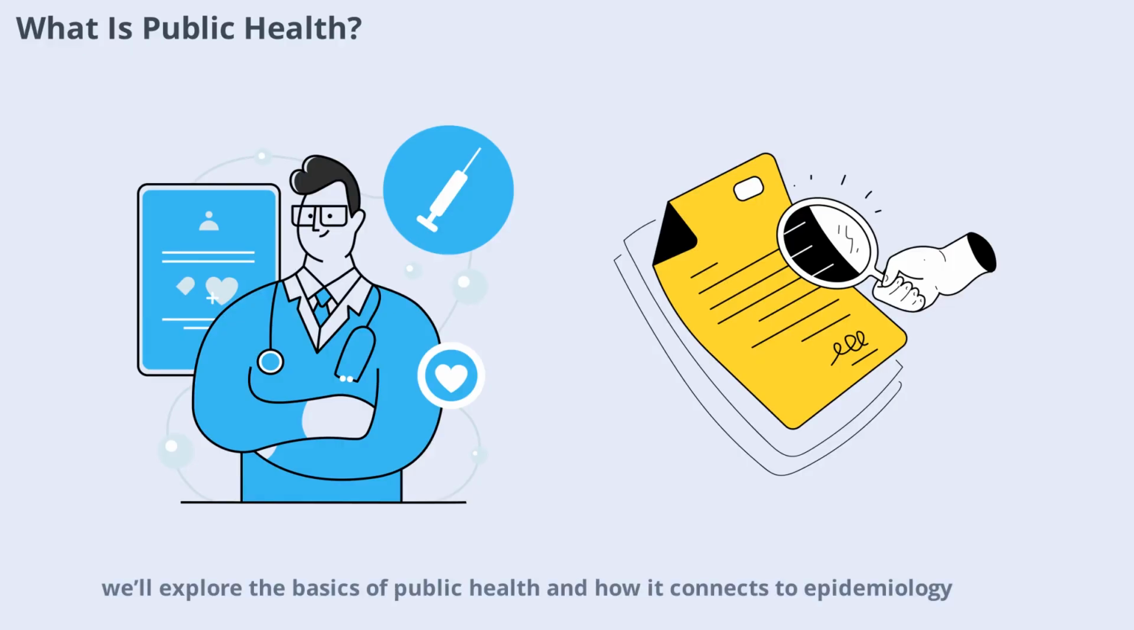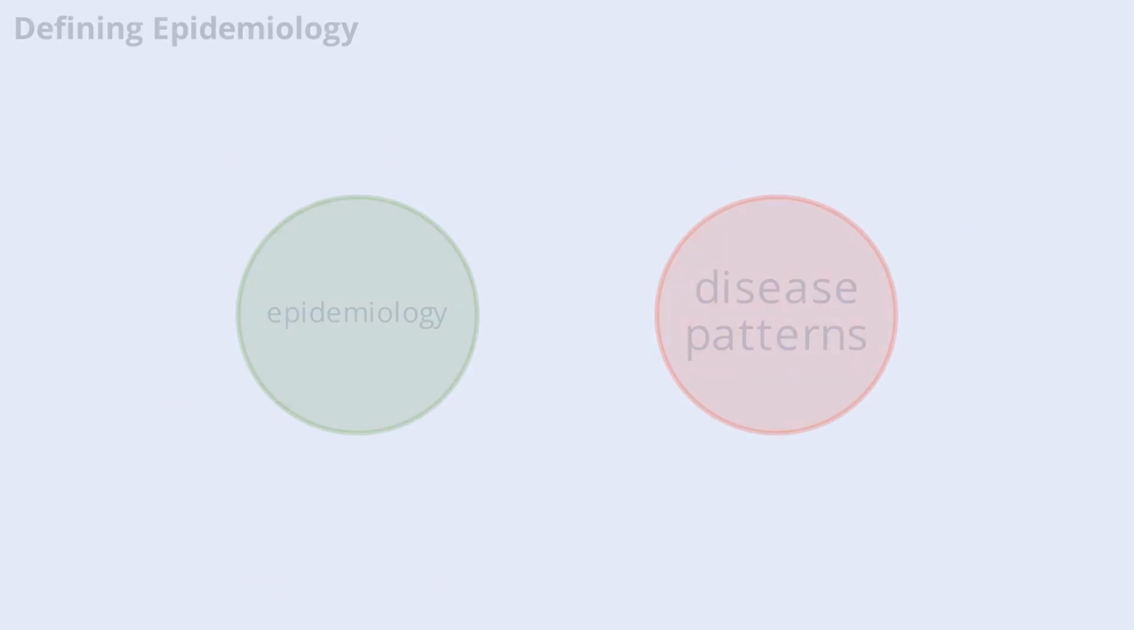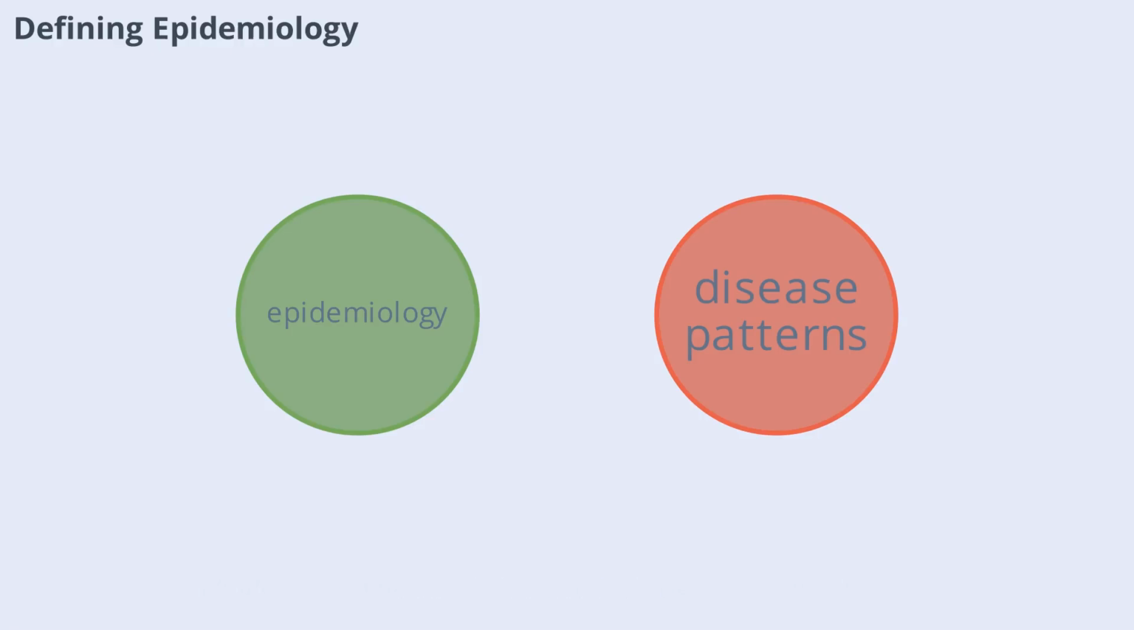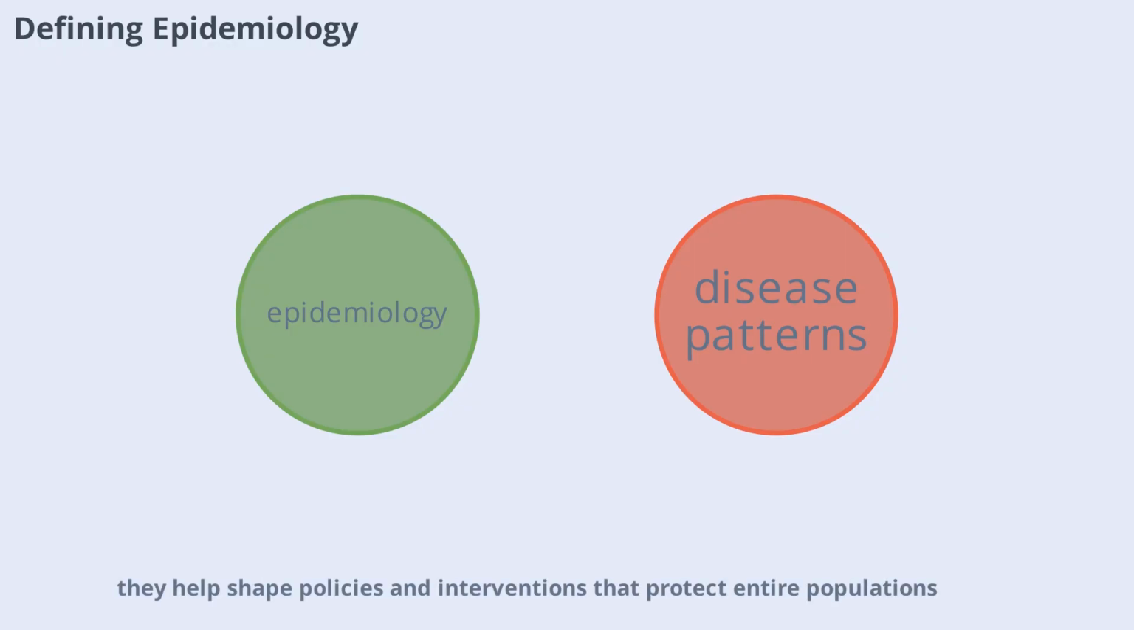In this video, we'll explore the basics of public health and how it connects to epidemiology, the science behind tracking and controlling diseases. Epidemiology is the branch of public health that studies how diseases spread, who gets them, and why. It's often called the cornerstone of public health because it provides the data and analysis needed to make informed decisions. Epidemiologists investigate outbreaks, identify risk factors, and recommend ways to control or prevent health problems. By understanding patterns and causes of diseases, they help shape policies and interventions that protect entire populations. Epidemiology isn't just about infectious diseases, it also covers chronic illnesses, injuries, and even environmental health issues.